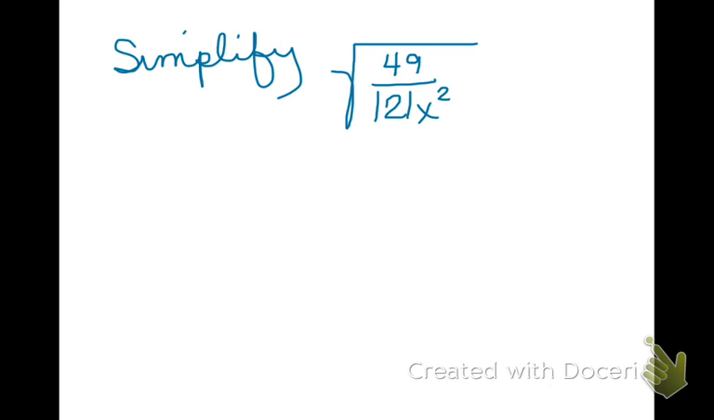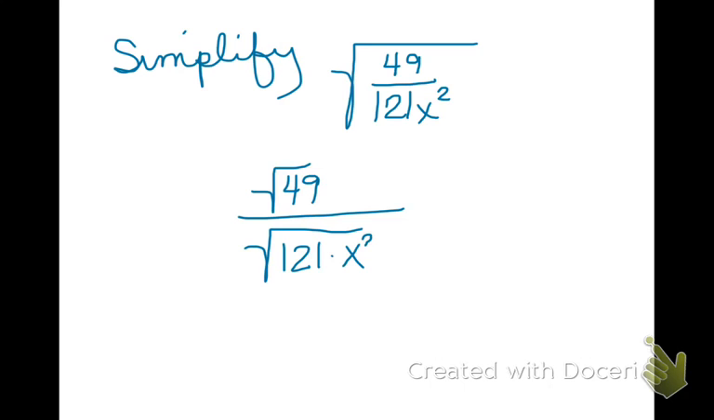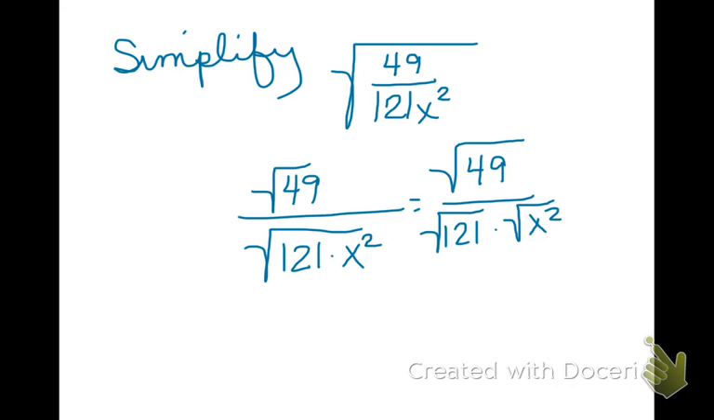Okay? Again, remember we said this would be the same as square root of 49 over square root of 121x squared. It's 121 times square root of x squared, and if it's an even exponent you can divide by 2. Therefore, square root of 49 is 7, square root of 121 is 11, square root of x squared is x. 7 over 11x.